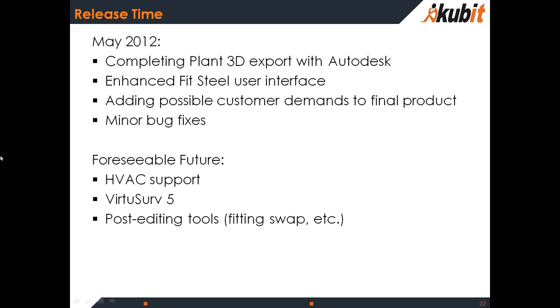Just to give you all a bit of a timeline here, what we're doing as far as, like I said earlier, getting to the finish line for this release. We're completing the Plant 3D export with Autodesk. John had shown where that's located in the export options, and we are working to perfect our interaction with that API. We're going to go ahead and enhance the Fit Steel user interface further and probably add more catalogs for standard steel profiles. Any final customer demands that we can fit into the product as far as from our beta period, those people that are testing now, thank you. We're going to try to fit what's possible into the product from your demands, and of course have some minor bug fixes as well, which is normal.